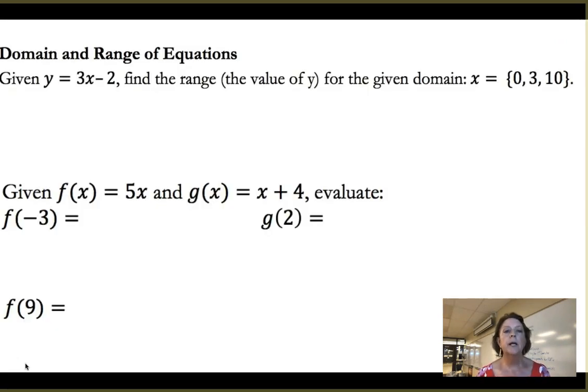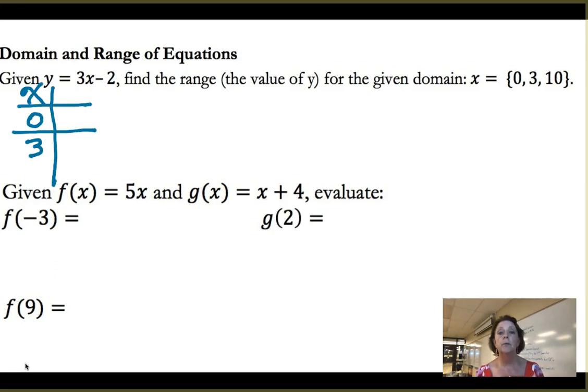Given y equals 3x minus 2, find the range, or the value of y, for the given domain, or my x values. Now, I can tell you how I'm going to do this. I'm going to use an XY table. It just makes it really easy. I list my x values as my domain, and then I use those x values and my given equation. I replace the x with my x value.